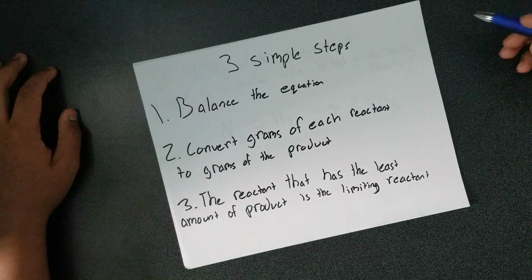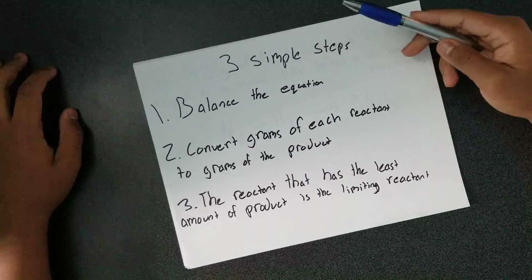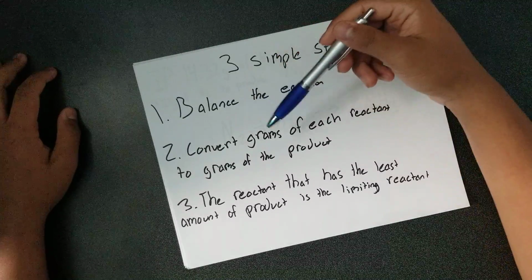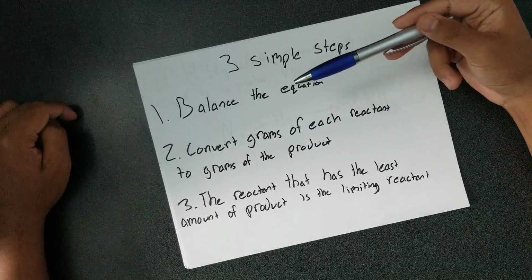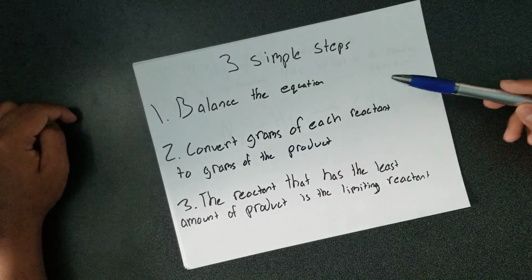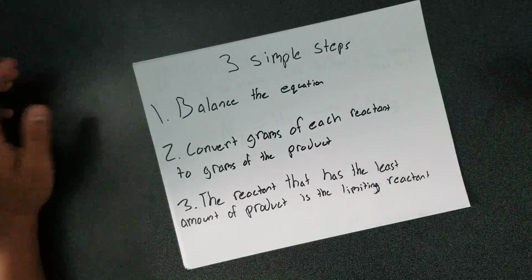There are three simple steps. The first step is to balance the equation. The second step is to convert grams of each of your reactants into the grams of the product. The third step is that the reactant that has the least amount of product is the limiting reactant.